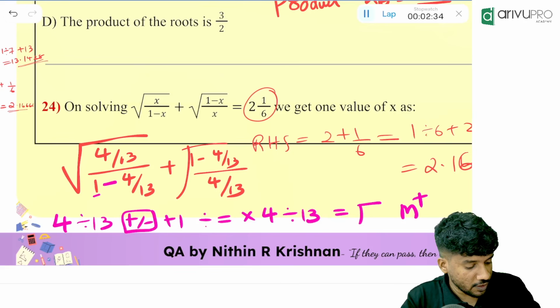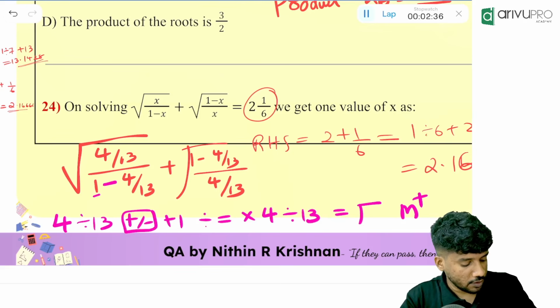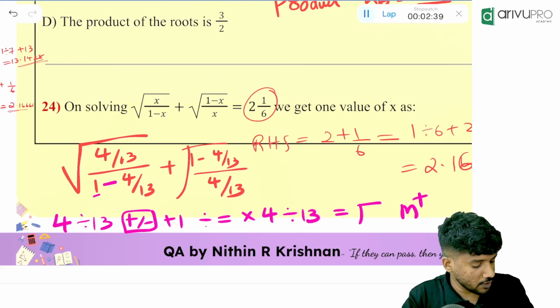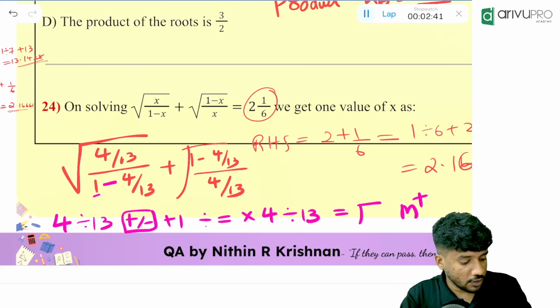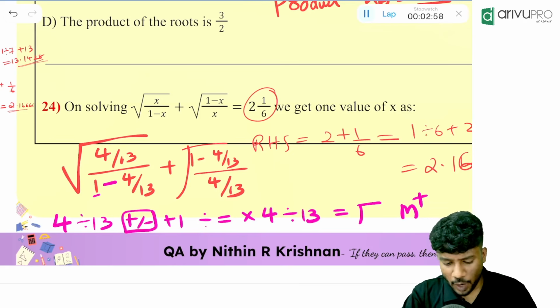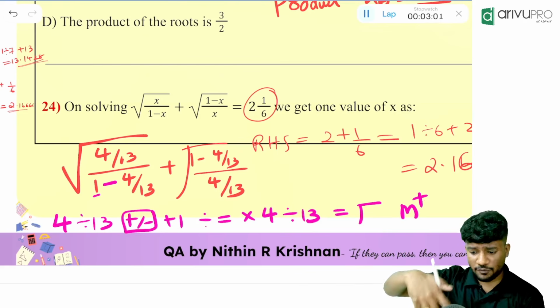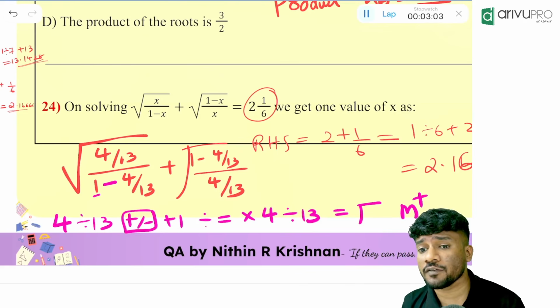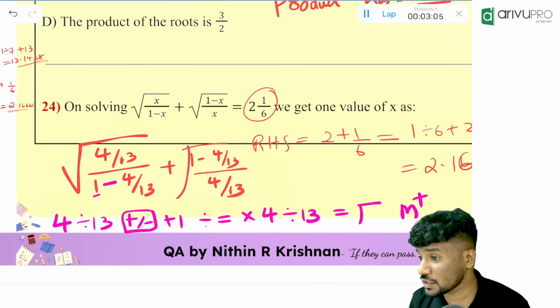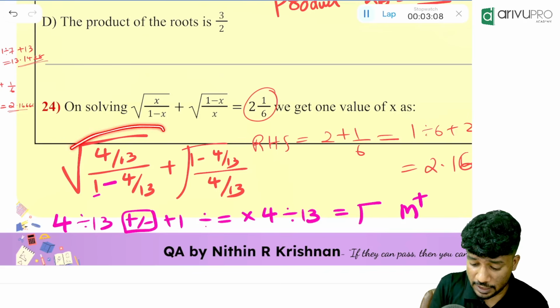Everyone do that along with me. Clear the memory first. 4 divided by 13. Then click plus or minus button. Then plus 1. Then you will do divide equal to. Multiply it with 4, divide by 13. Then click equal to. Then click root. Then click M plus button. Now how much value did you get on the calculator, everyone? 0.66666666, right? That is nothing but this entire value.